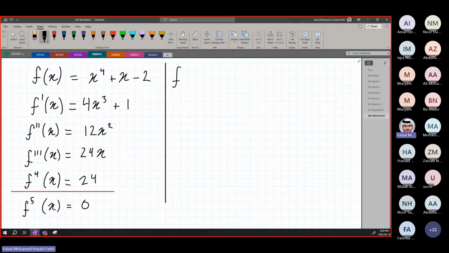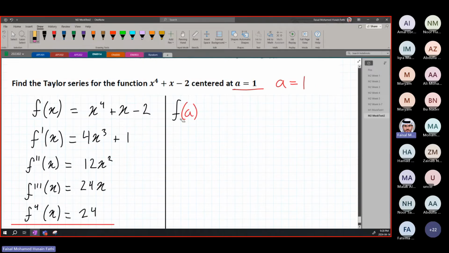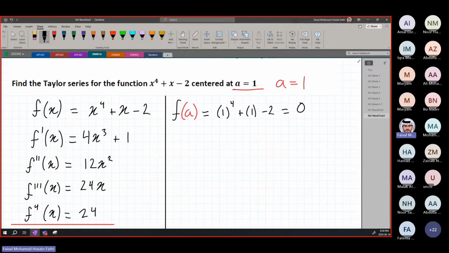The second step: substitute a for everything. So this is going to be f of a. And then, remember, what is a? A is simply equal to 1. So you're going to substitute 1 in all of your x's. This is going to be equal to 1 to the power of 4 plus 1 minus 2, which is equal to 2 minus 2, 0. So 1 to the power of 4 is just 1, 1 plus 1 is 2, 2 minus 2 is 0.